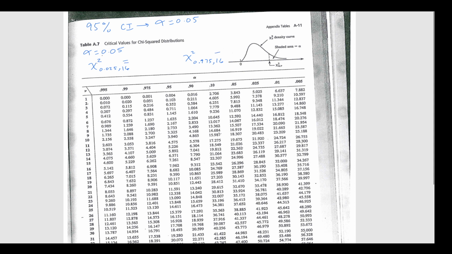So let's see, 16, go down to that row. So here's my 16th row, and I'm looking for 0.975, which is right here, so 6.908. That's going to go in the lower bound denominator, 6.908, and then go over to 0.025. There it is, 28.845. So those are our two critical values that we need for our denominators.